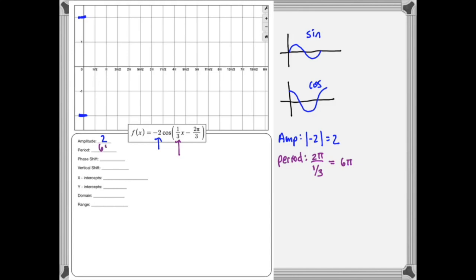All right. So it looks like I'm going all the way out to 6 pi, and before we start shifting things around, this is what the cosine graph is going to look like. Okay, so this is a negative right here, so we start upside down. Usually we would start up here, but it is negative, so we're going to start here at negative 2, and we're going to end up at negative 2 when we have pi over 6.